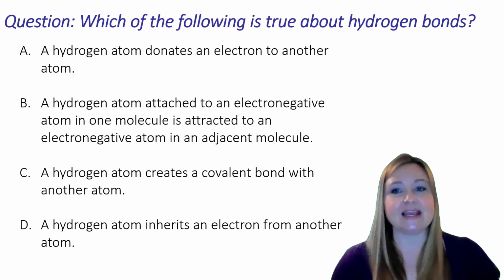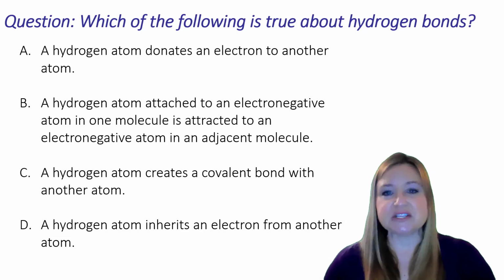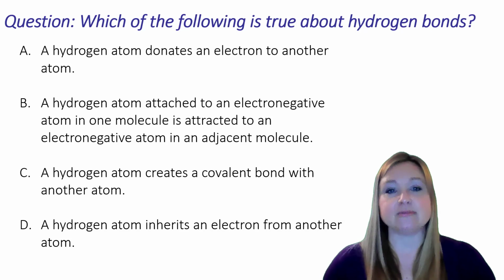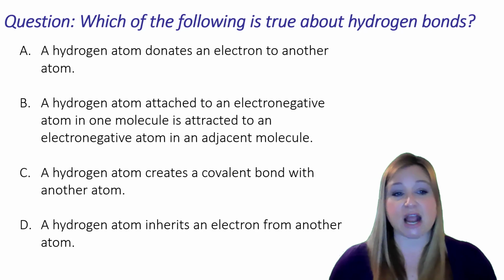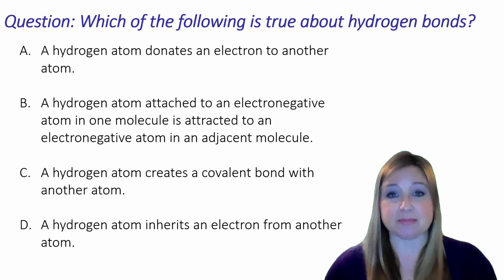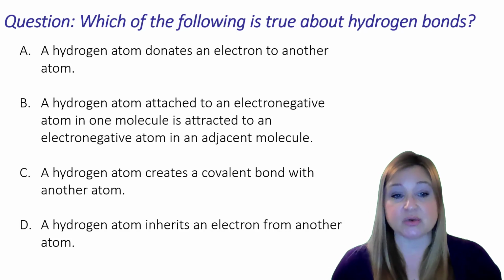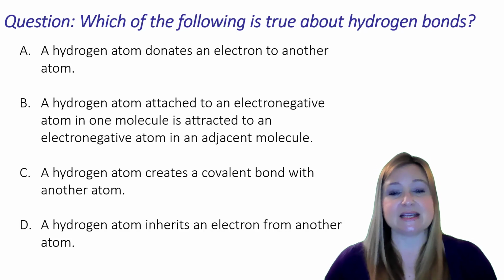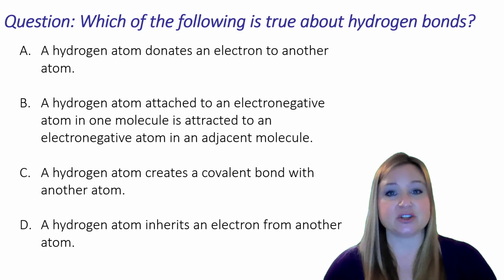Okay, here's a question for you. Pause the video if you can and see if you can answer the correct statement here. The question is, which of the following is true about hydrogen bonds? A says a hydrogen atom donates an electron to another atom. B says a hydrogen atom attached to an electronegative atom in one molecule is attracted to an electronegative atom in an adjacent molecule. C says a hydrogen atom creates a covalent bond with another atom. And D says a hydrogen atom inherits an electron from another atom. So which of these is true about what happens in a hydrogen bond?